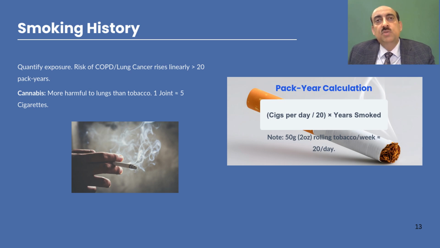In terms of pack year calculations, you ask how many cigarettes they smoke per day on average, and we know that 20 cigarettes constitute 1 pack. So the number of cigarettes per day divided by 20 gives you the number of packs per day, multiplied by the number of years smoked. As an example, if somebody smokes 20 cigarettes a day, that is 20 divided by 20, which is 1 pack, and if the smoking history is 30 years, that's 30 pack years. Similarly, if somebody smokes 30 cigarettes a day, that makes 30 divided by 20, 1.5 packs per day, and for a 30-year history you're talking about 45 pack years. So this is how you calculate.